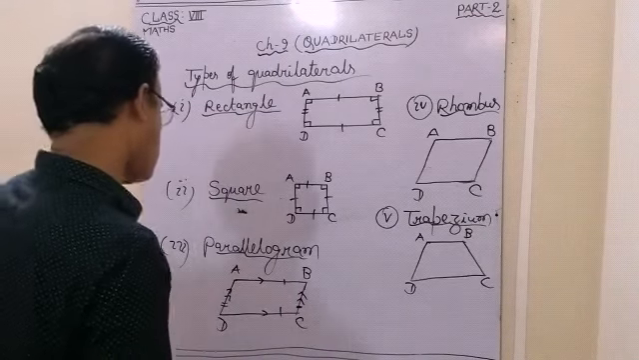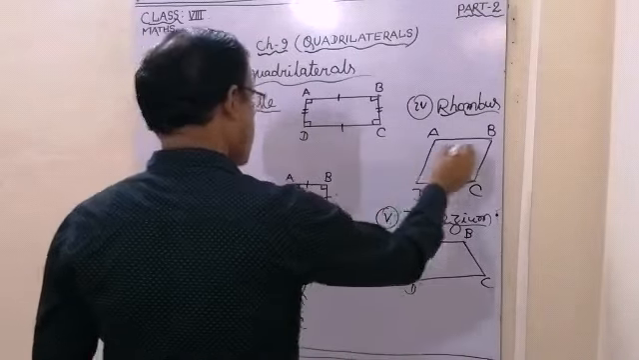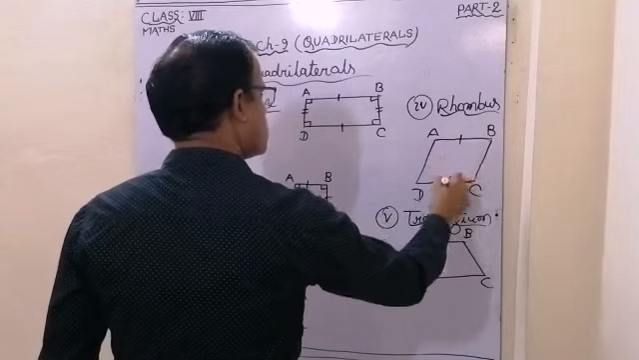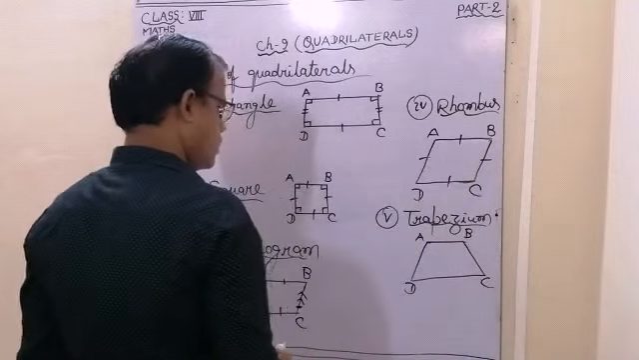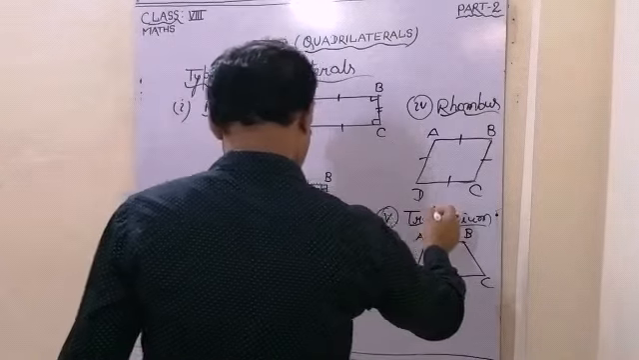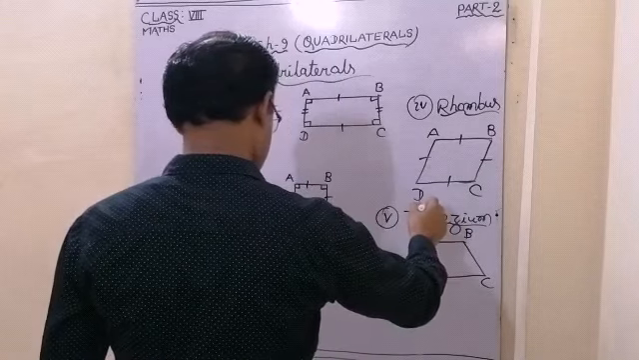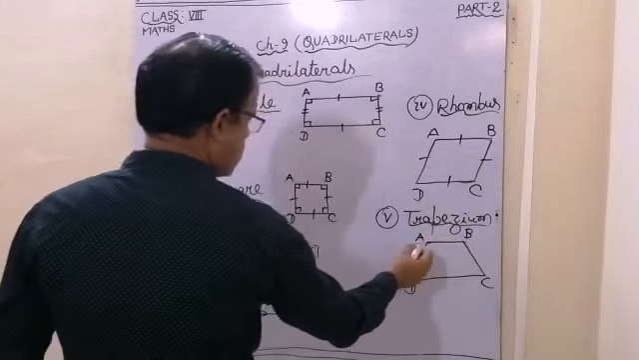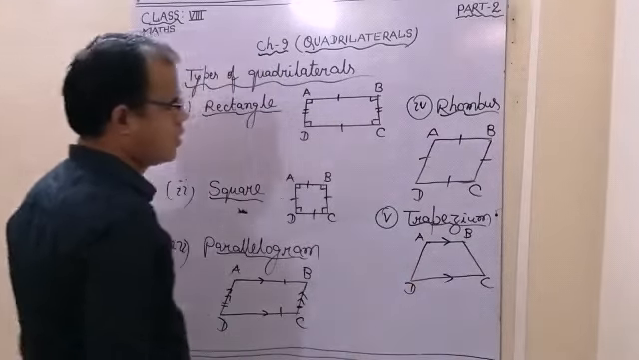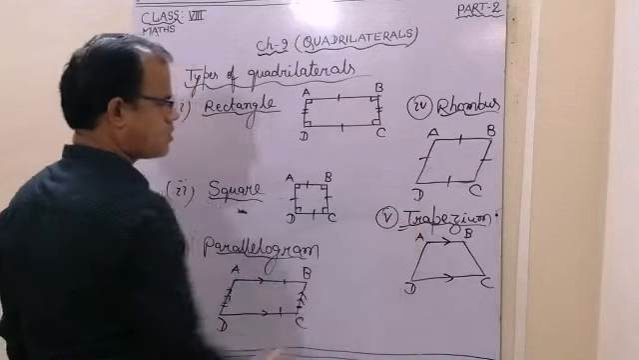Okay. Next, rhombus. So student, a parallelogram having all sides equal. This is a type of parallelogram. Here all sides are equal. Okay, and next, trapezium. So a quadrilateral in which one pair of opposite sides is parallel. You can see here one side, that is AB parallel DC. One pair of opposite sides parallel, so this is known as trapezium.